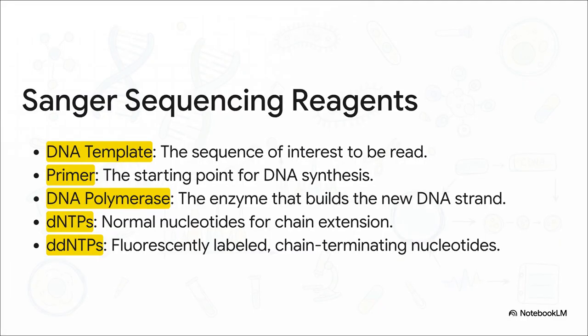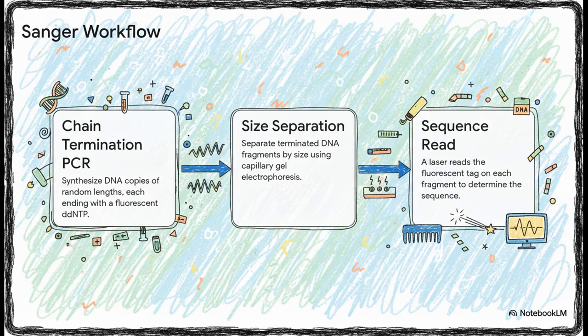So let's look at the recipe. In your reaction tube, you've got your DNA template, a primer to show the polymerase where to start, and the polymerase enzyme itself. Then you add the building blocks, tons of normal nucleotides, the dNTPs, and just a small strategic amount of those chain-terminating ddNTPs, each one tagged with a different colored fluorescent dye. And here's how the magic happens. The reaction creates millions and millions of DNA fragments, all different lengths, because termination happened at every possible position.